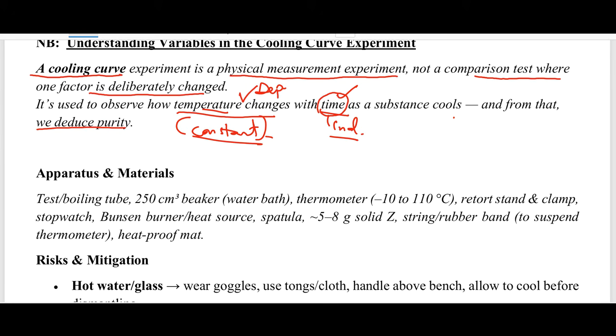So we needed test tube, we needed 250 cubic centimeter beaker, we have the thermometer, we have the retort stand and clamp, Bunsen burner, spatula. So here we don't put the range, 5 to 8 grams. Which grams have they given you in the paper, or which grams are you using? So be specific. So we have string or rubber band. Don't put two things. What are you using? What you're using in the experiment is what you put.